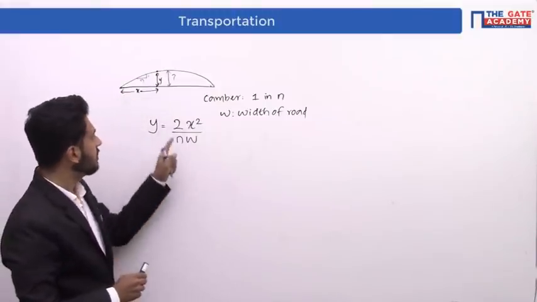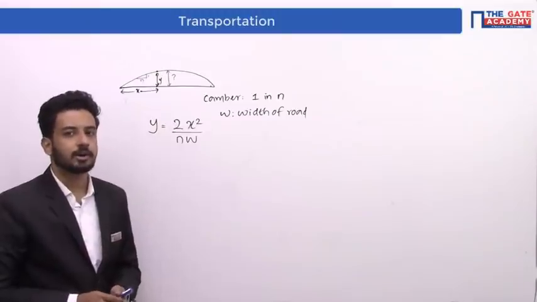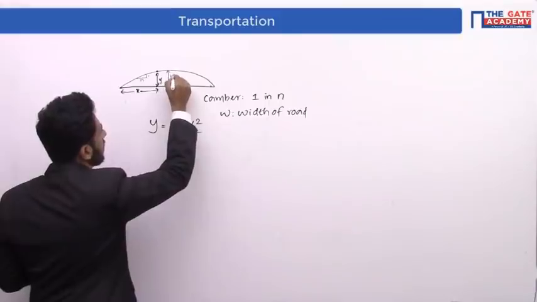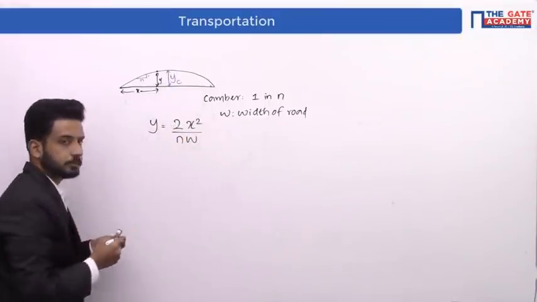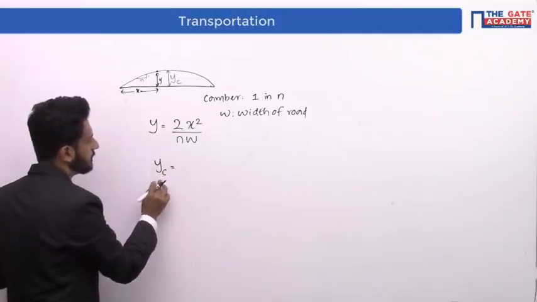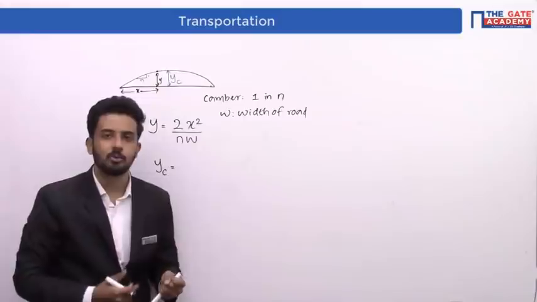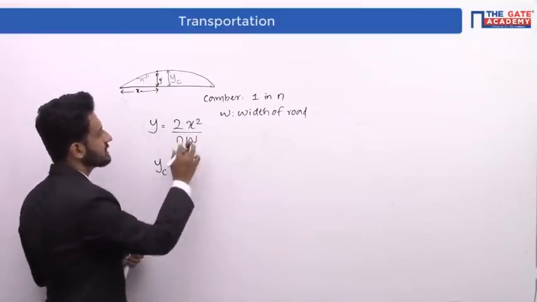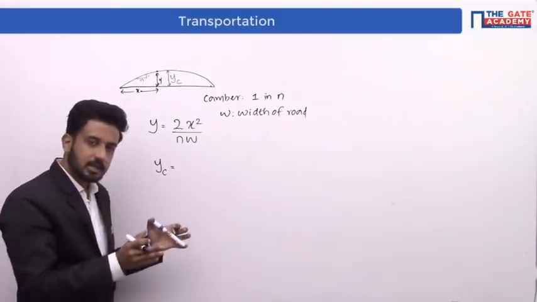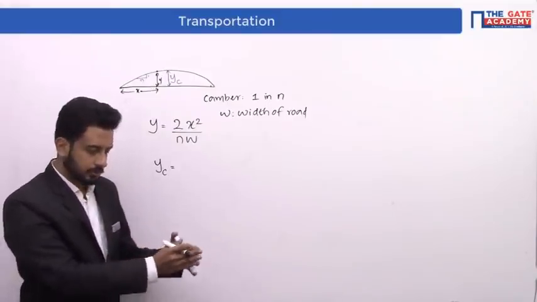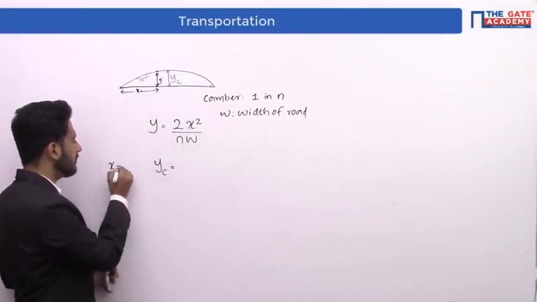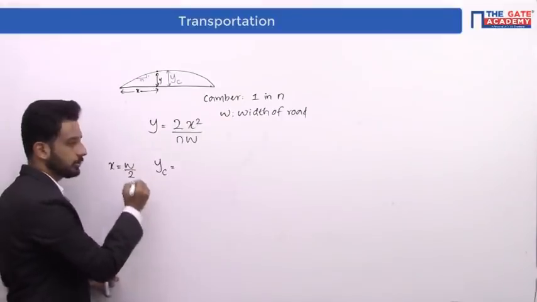Now they have asked what is the height of crown. So I am just representing it as the height of crown, C. Okay. So if I want to find out the height of crown, what I should do? The x value I should substitute. Correct? So height of crown means it is at the center of the road. So till center, what will be the width? The x value will become width by 2. Correct?